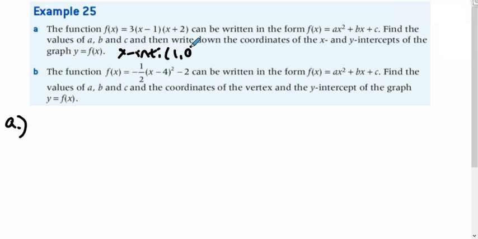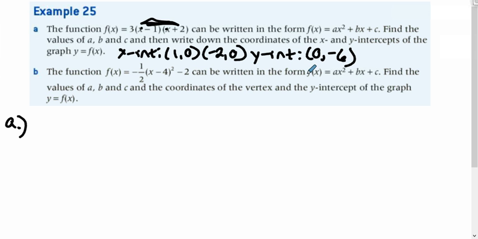X-intercepts would be 1, 0 and -2, 0. Right, in intercept form, you can find them right away. My y-intercept, plug in 0 for x. This is 0, this is 0, so I have 3 times -1 times 2, which is -6. So that's 0, -6. Okay, so let's go back to the problem.